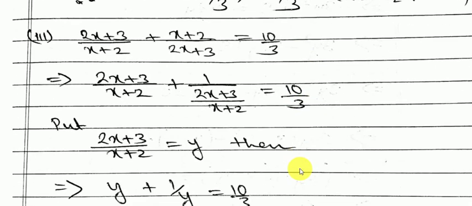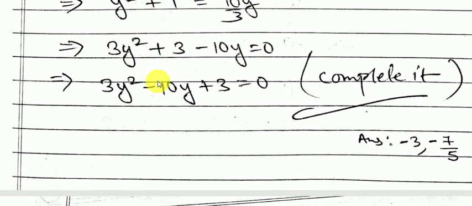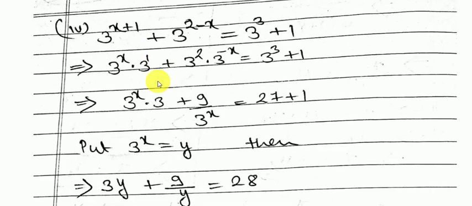Next, this: 2x plus 3 upon x plus 2, plus x plus 2 upon 2x plus 3, equal to 10 by 3. The same as above. You have to complete this by yourself. Let us see this one.